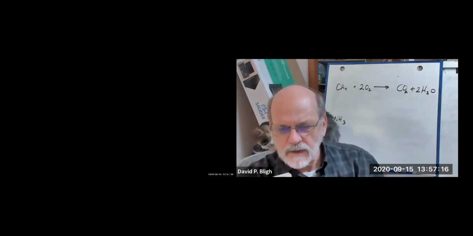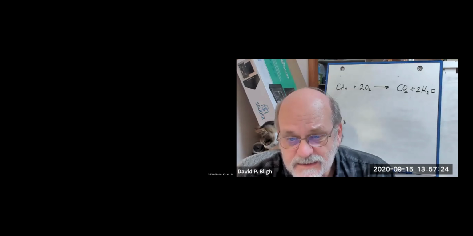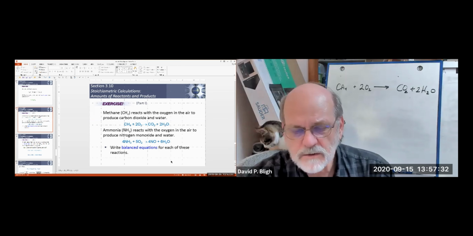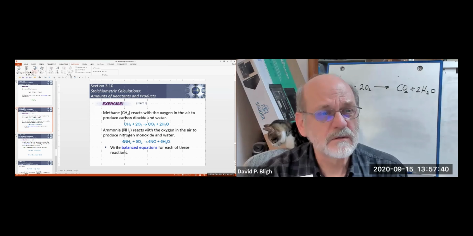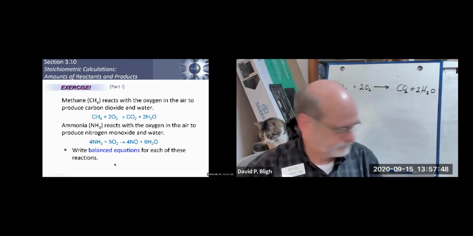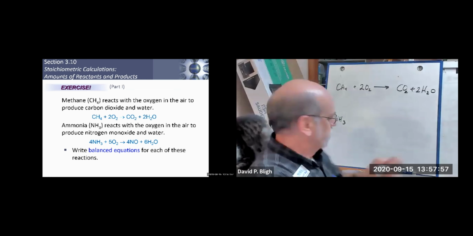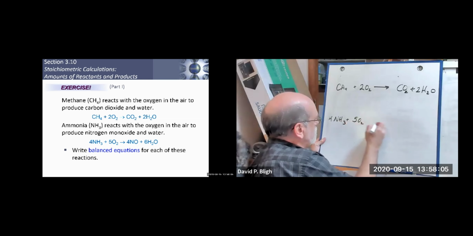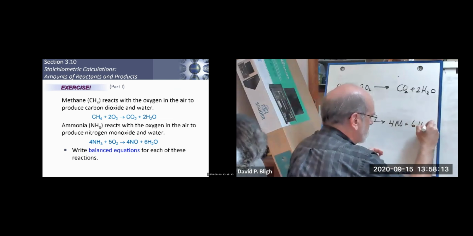Okay, I'm back. Now I'm gonna share the correct PowerPoint. I think it's this one. Okay, slideshow. Where's my slideshow? And slideshow. There we go. Now, this is properly balanced. So we have 4 ammonias, 5 oxygens, 4 nitrogen monoxide, and 6 water.